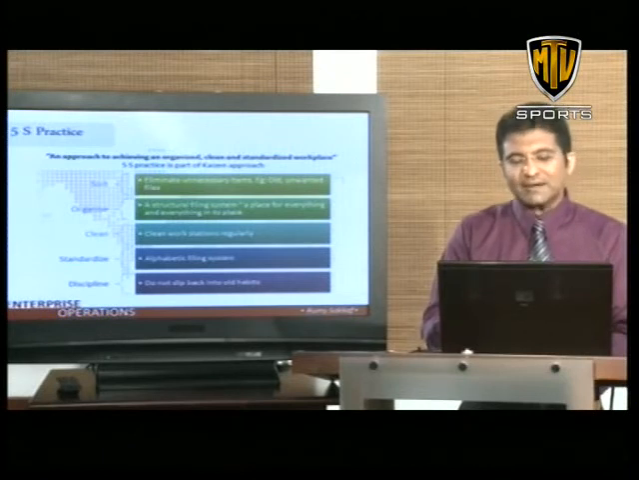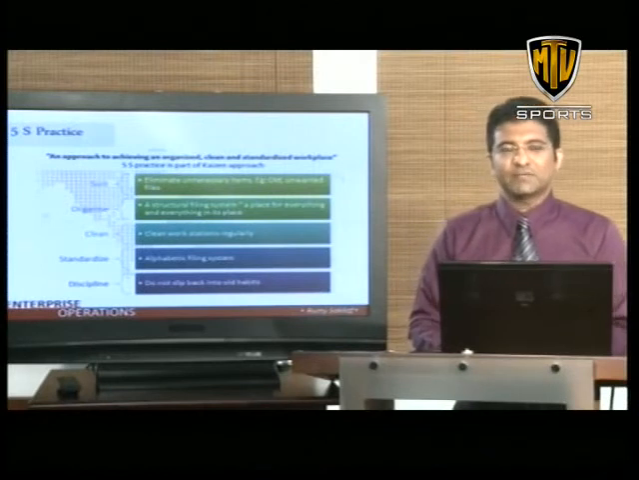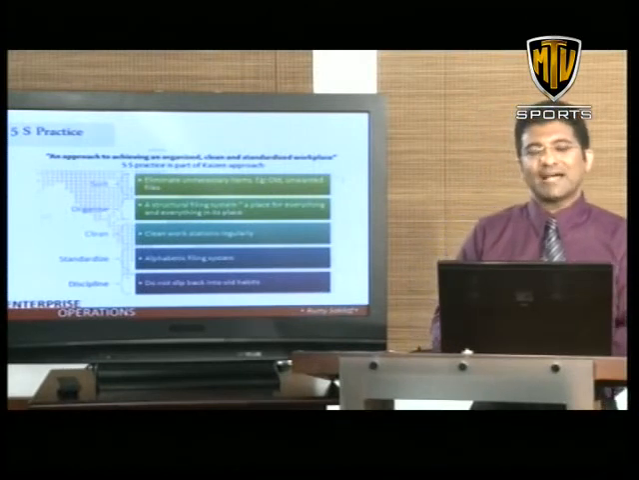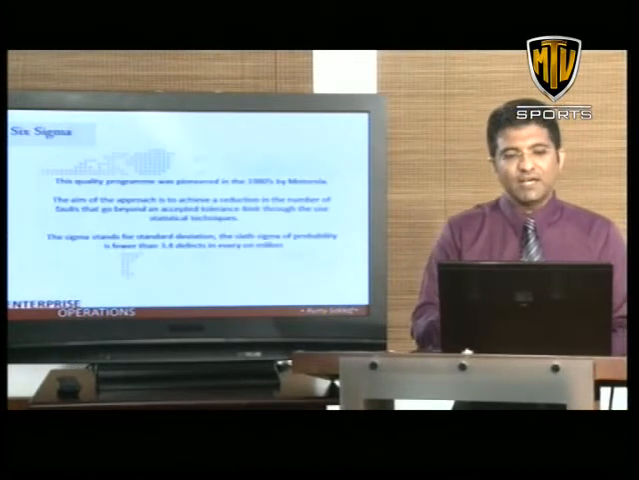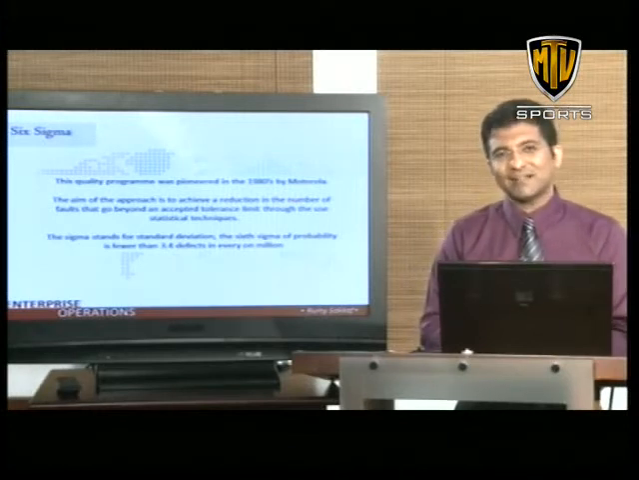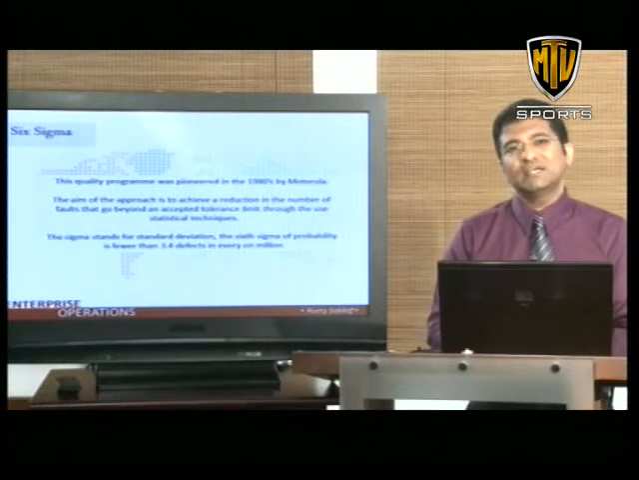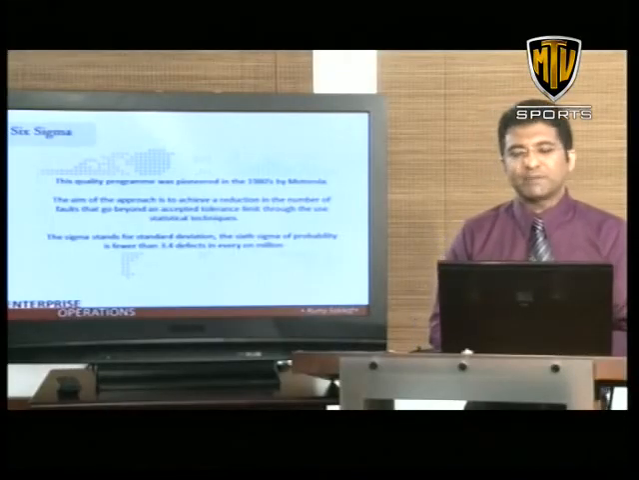So currently we have spoken about three main areas under TQM tools, that is Kaizen, quality circles, and finally we have studied 5S. Now let's talk about one of the most important statistical techniques, that is called Six Sigma. This quality program was pioneered in the 1980s by Motorola. Motorola is one of the leading companies with regard to telecommunication mobile providers.